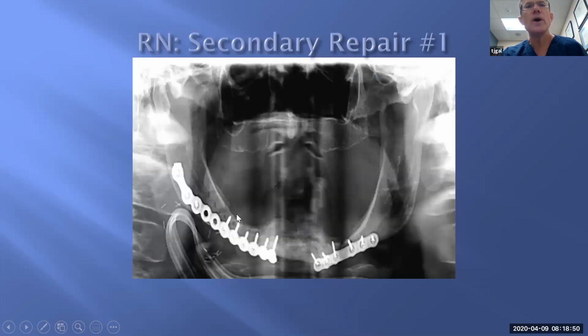Okay, so initially, since the other side was okay, we thought it would be all right to leave it alone. Took it out, put a larger reconstruction plate in there. And she did fine, except then she started to complain of some left-sided pain.